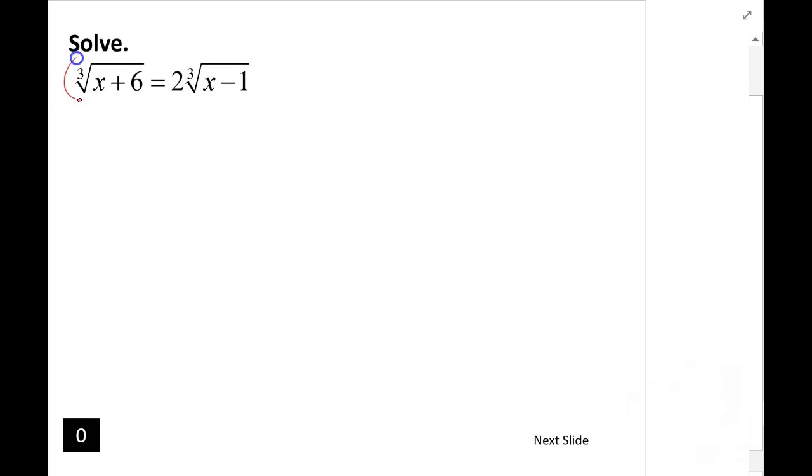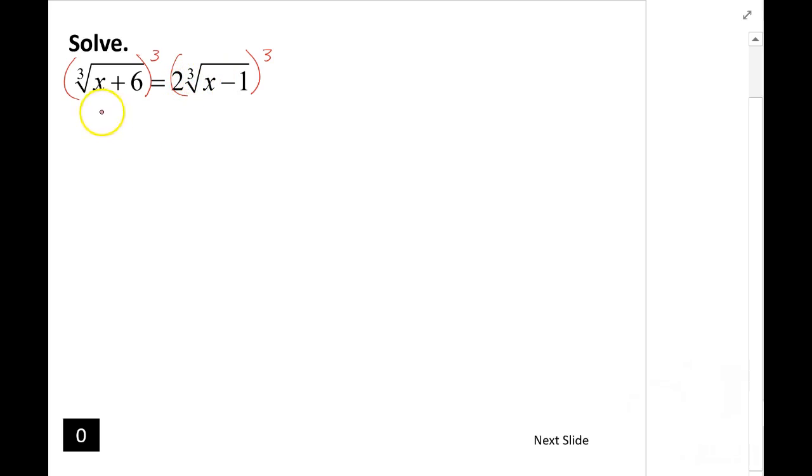Okay, again, raise the power of each side to the power of the index, so to 3. And don't forget, if there's a 2 here, include that 2 within those parentheses, because you're going to raise that 2 to the power of 3, and you're going to change this radical as well. Okay? And just remember, the 2 is being multiplied times this cube root. So it's this times this.